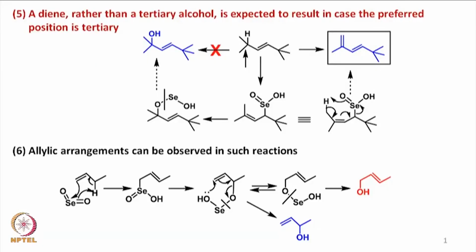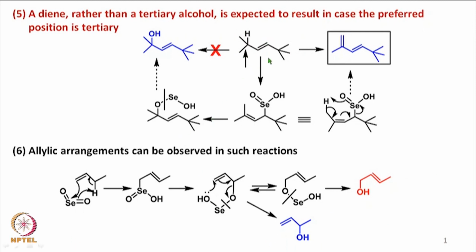So basically what we had seen was that the oxidation occurs on the di-substituted side of the double bond. It does not occur at the bridge head position. It occurs on the cyclic ring rather than on the side chain. So there are certain restrictions and certain observations which have been made, and now according to the 5th rule, a diene rather than a tertiary alcohol results in case the preferred position is tertiary.